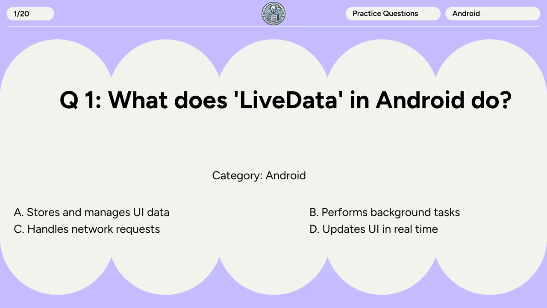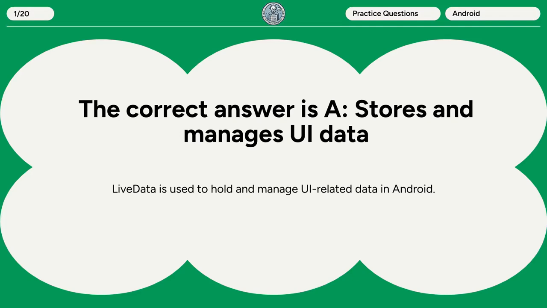Question 1. What does LiveData in Android do? A. Stores and manages UI data. B. Performs background tasks. C. Handles network requests. D. Updates UI in real time. The correct answer is A. Stores and manages UI data. LiveData is used to hold and manage UI-related data in Android.